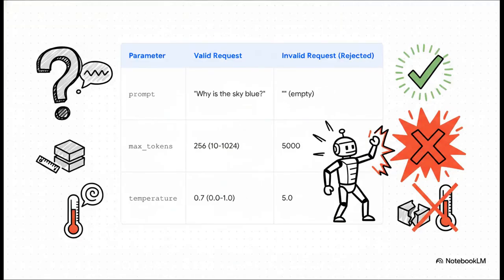And here's a perfect example of what that bouncer does. If a customer sends a normal request like, "Why is the sky blue?" Great, the bouncer lets it through. But what if they try to send an empty prompt, or ask for a ridiculously high number of tokens, or a temperature of 5.0, which doesn't even make sense for the model? The bouncer stops them right at the door and says, "Nope, try again." This prevents so many headaches.